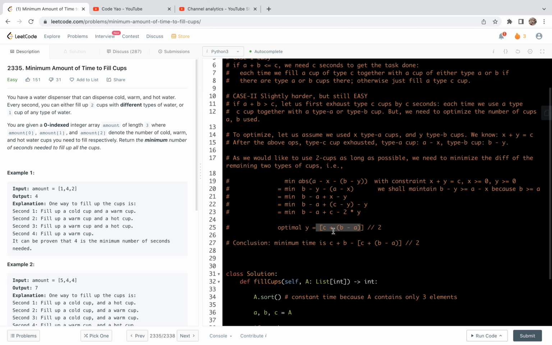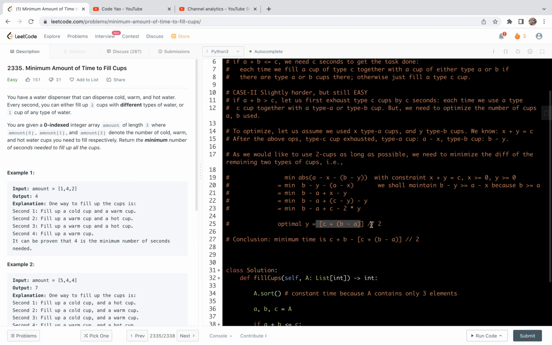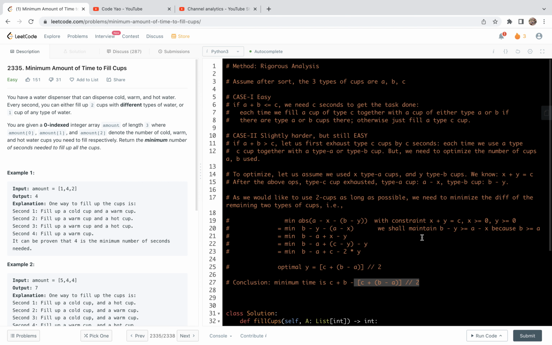So the best Y is for sure C plus B minus A, or C plus B minus A, integer division by 2, right? Once we realize that, after we have taken C seconds to exhaust type C cups, we need an additional B minus Y seconds to finish the remaining type A and type B cups. That is B minus this Y, right? That's the full analysis.